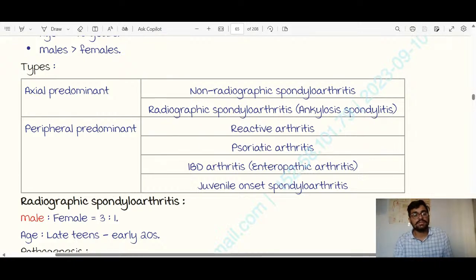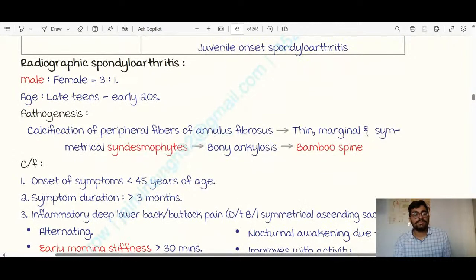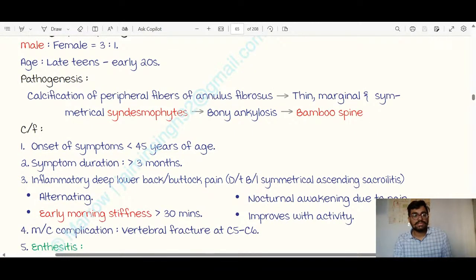What are the radiological features? Guys, the male to female ratio is 3 to 1. Males are more affected as compared to females, in the late teens and early 20s. Pathogenesis: calcification of peripheral fibers or annular fibrosis, thin margin and symmetrical syndesmophytes, bony ankylosis, bamboo spine. Bamboo spine will be a definitive feature of spinal arthritis.